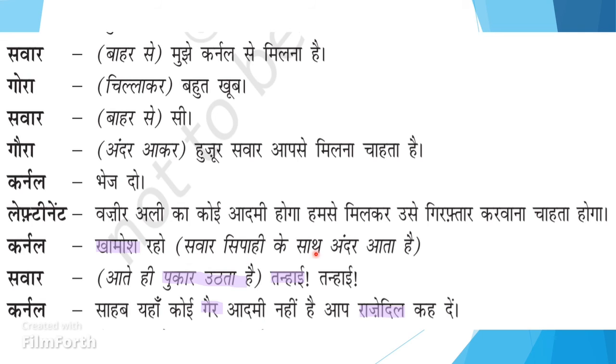सवार सिपाही के साथ अंदर आता है and the horse rider comes in along with the soldier. सवार आते ही पुकार उठता है. The moment he comes in, he just calls out, तन्हाई, तन्हाई. I want loneliness, loneliness. Colonel, साहब, यहाँ कोई गैर आदमी नहीं है. आप राज़े दिल कह दें. Here there is no stranger. You can tell whatever is there in your mind without any hitch. गैर means stranger. राज़े दिल means openly.